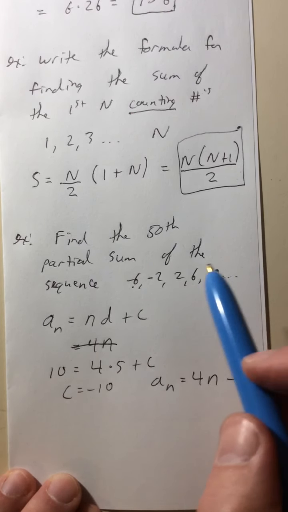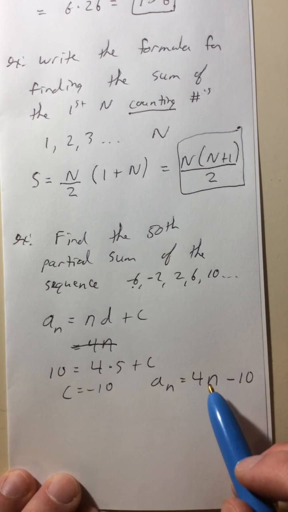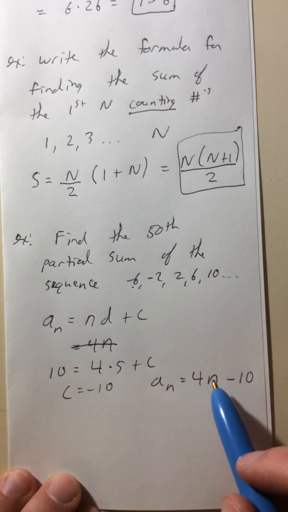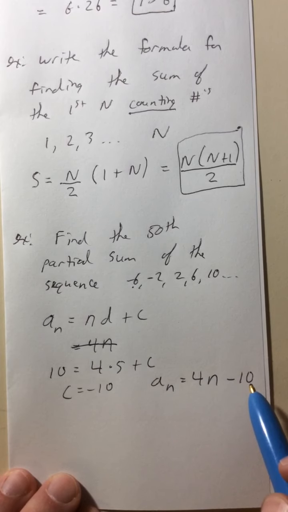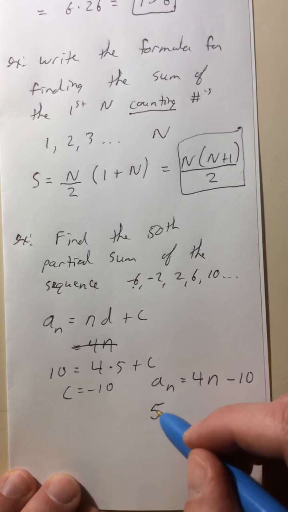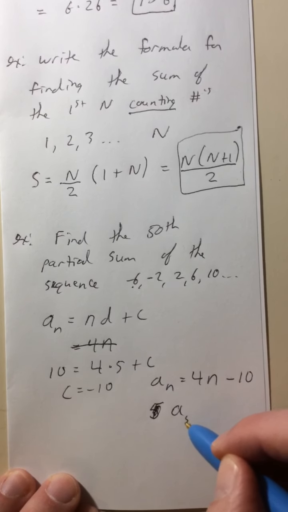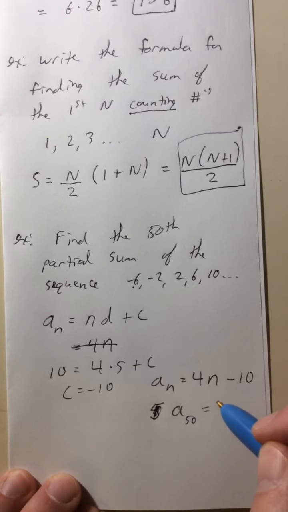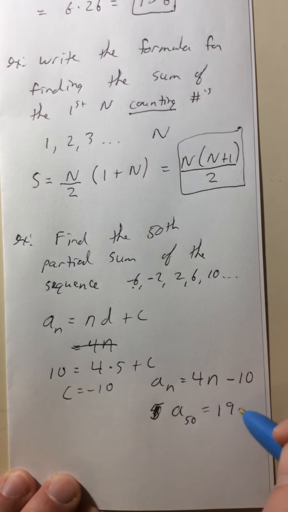We're going to add up the first 50 of those numbers. So we're going to plug 50 right in here. 4 times 50 is 200, minus 10 is 190. So a sub 50 equals, what did I just say, 190?